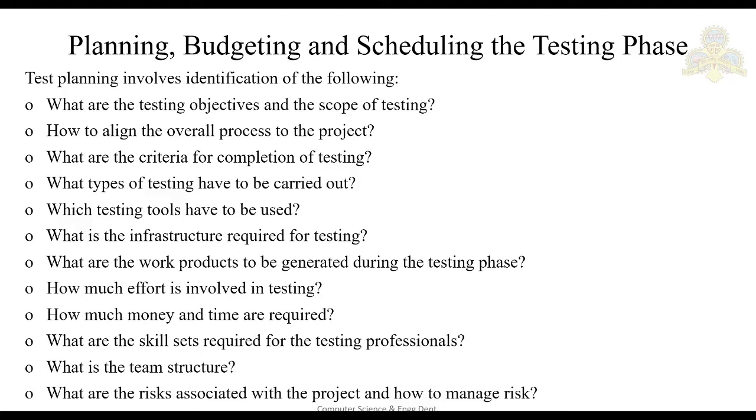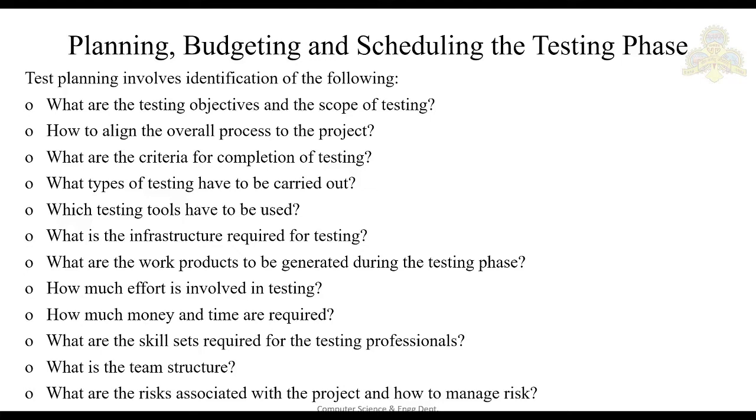So here are those. The first one is what are the testing objectives and the scope of testing. Till how much you have to do the testing, right? Then how to align the overall process to the project, like your organization might have a testing process. How do you take that process and apply it to your project testing team? Then what are the criteria for completion of the testing? Based on what criteria do you say that the testing has been completed, like whether the effort or the budget which has been allocated has been exhausted. These are some of the examples, right?